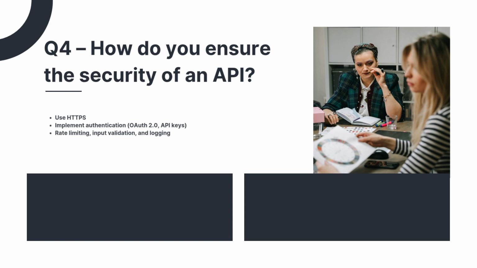A great way to answer this is by breaking it down. First, always use HTTPS to encrypt data in transit. Then, implement authentication and authorization: OAuth 2.0, JWT tokens, or API keys. Also, sanitize input, use rate limiting, and enable logging to detect abuse or intrusions.